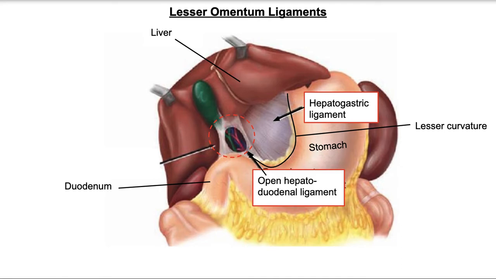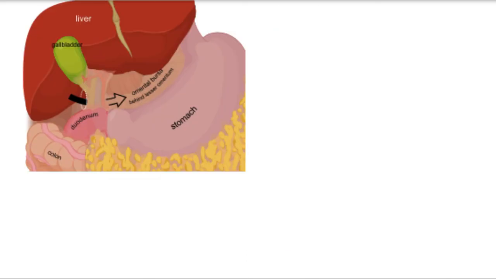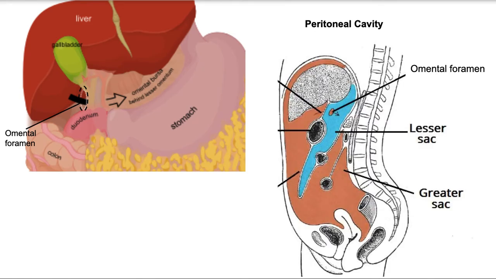Within the hepatoduodenal ligament is the portal triad, which is composed of the hepatic artery, portal vein, and hepatic duct. Behind the hepatoduodenal ligament is an opening called the omental foramen, which serves to divide the peritoneal cavity into a greater sac and a lesser sac.